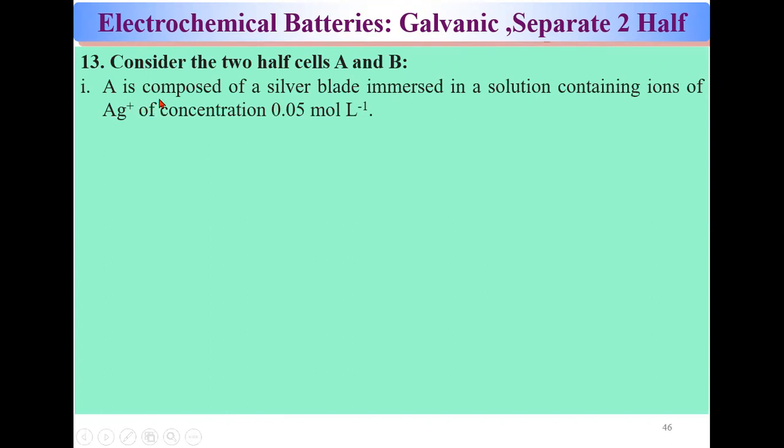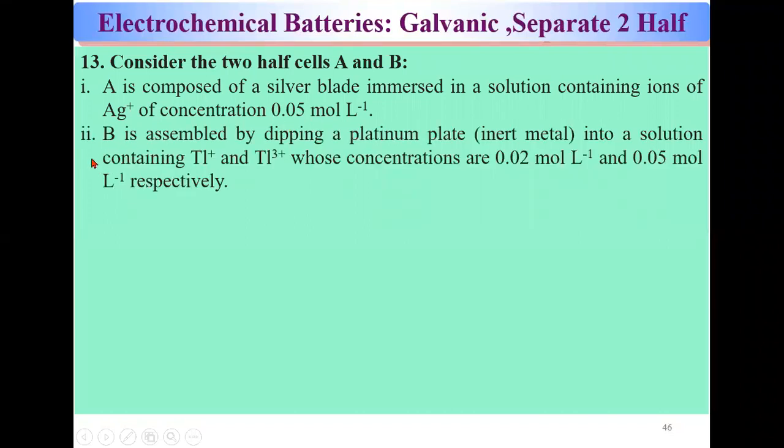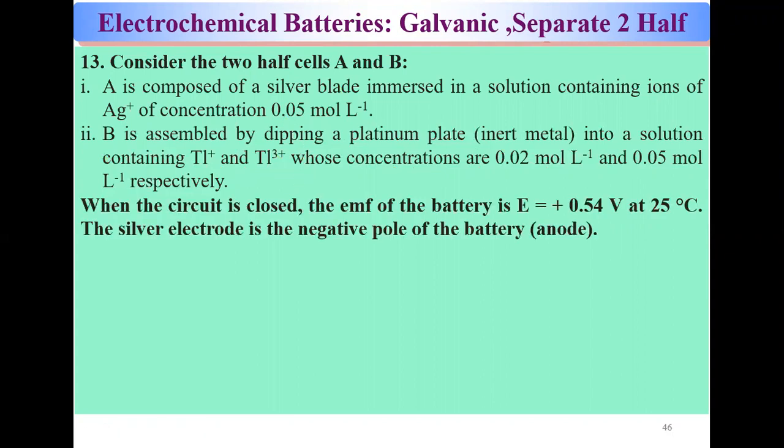Okay, A, they said, is composed of a silver blade immersed in a solution which contains Ag plus ions, and they gave you the concentration of the Ag plus ions. B is assembled by dipping a platinum plate, an inert plate, into a solution of tellurium plus and tellurium 3 plus, and they gave you the concentrations. Now, the first thing you notice, these concentrations, of course, are not at equilibrium, and they are not 1 molar, and therefore we are not under standard conditions.